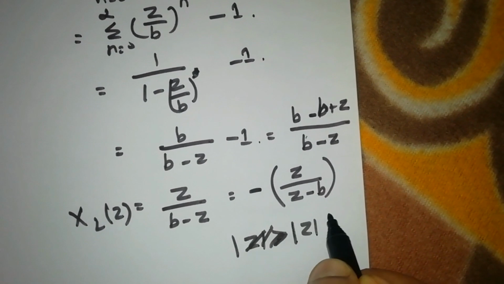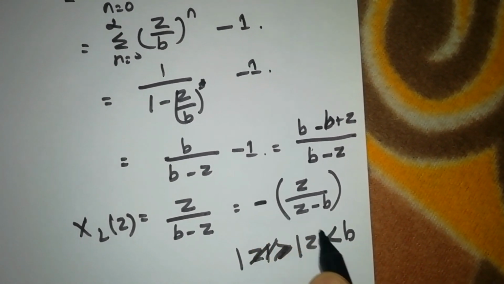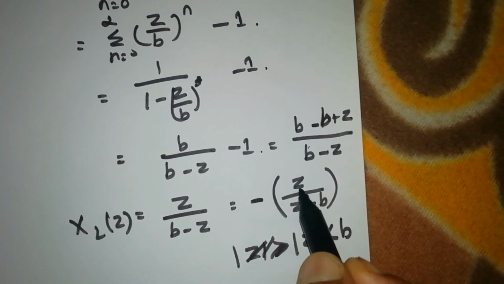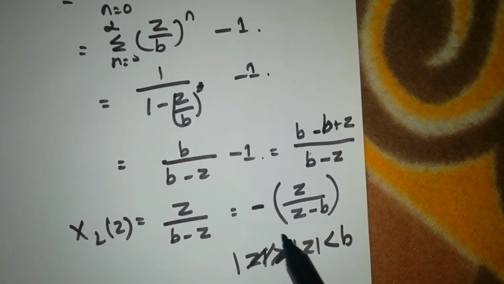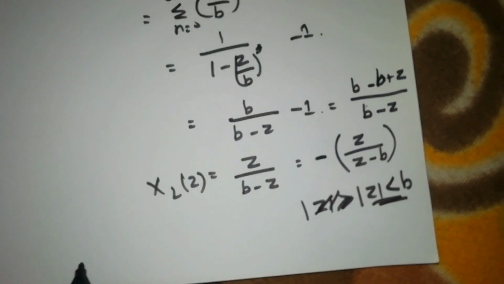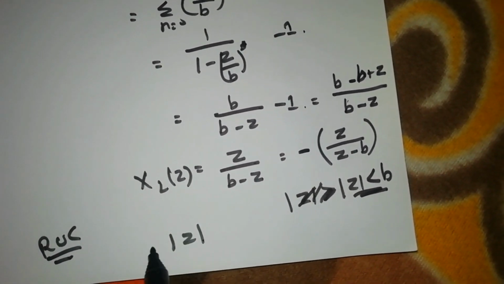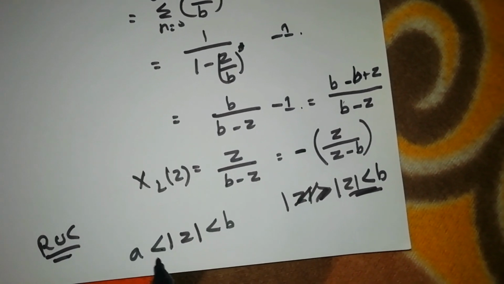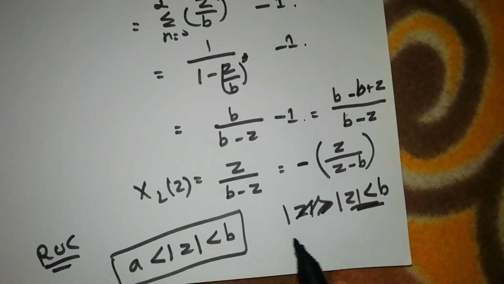This z must be less than b, so making this term negative, then only negative into negative becomes positive. So when this z is less than b, then only we can find this value as a negative value, and negative into negative becomes positive. So this is the ROC of this X2 of z sequence. So now the entire ROC, that is z, must be less than b and greater than a. So this is the ROC of this sequence X3 of z.